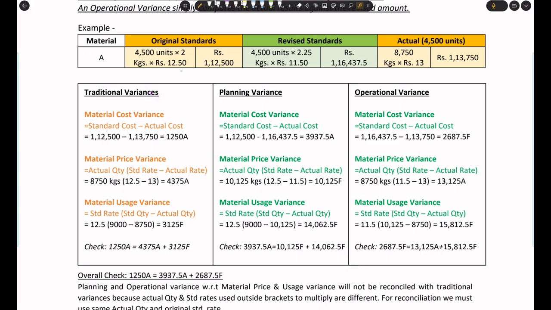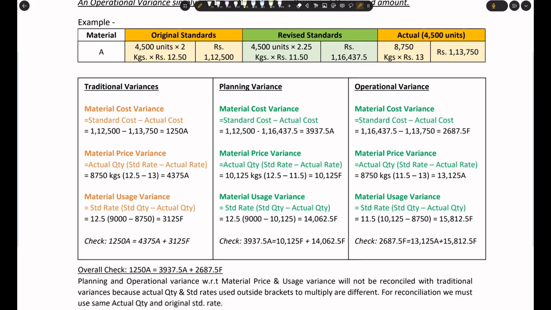Traditional variance: material cost variance is 112,500 and 113,750, and we will calculate this. Material price we will calculate like this: actual quantity 8,750 into 12.5 minus 13, and the answer is 4,375 adverse. And material usage, as we learned in the previous few minutes, is standard rate into standard quantity minus actual quantity: 9,000, that is 4,500 into 2, minus 8,750, into the standard rate 12.5.